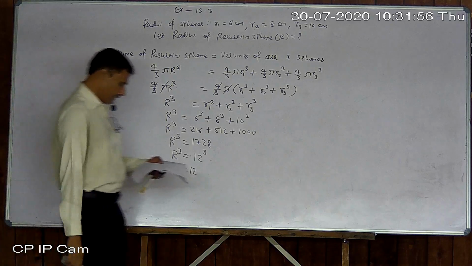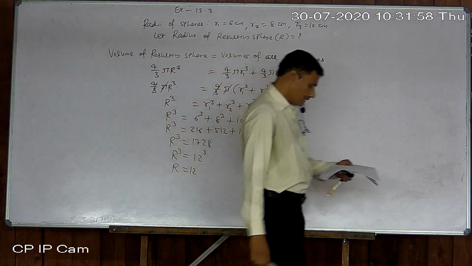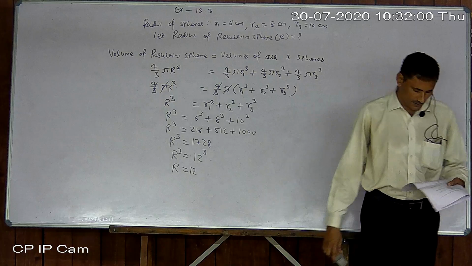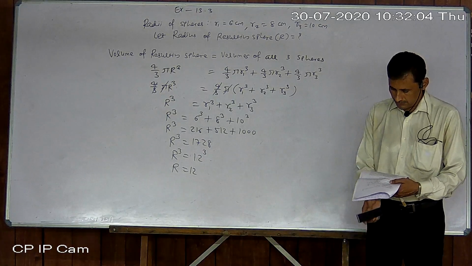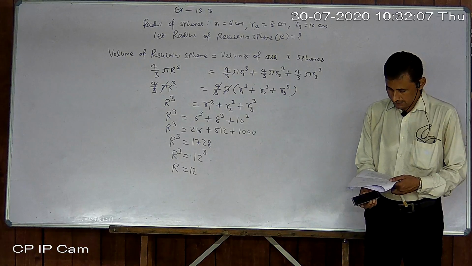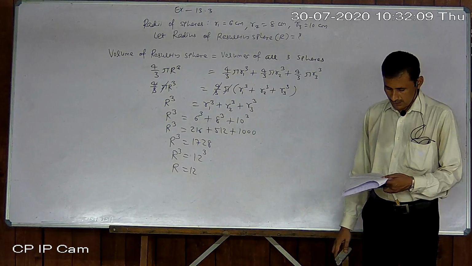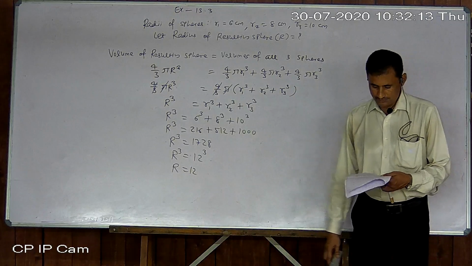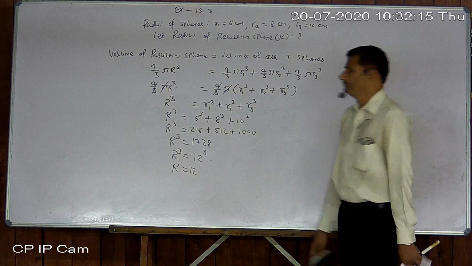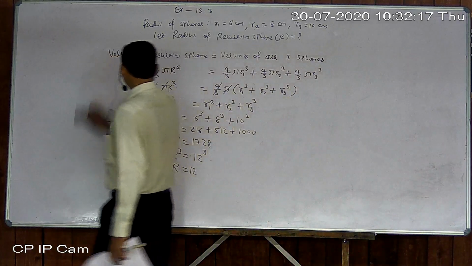Okay. Now look at number 3. A 20-meter deep well with diameter 7 meter is dug and the earth from digging is evenly spread out to form a platform 20 meter by 14 meter. Find the height of the platform. Again, read it carefully.